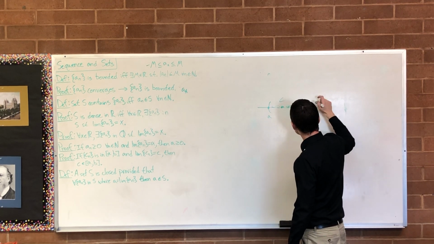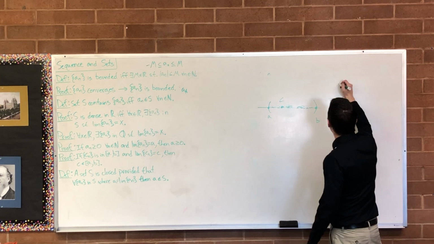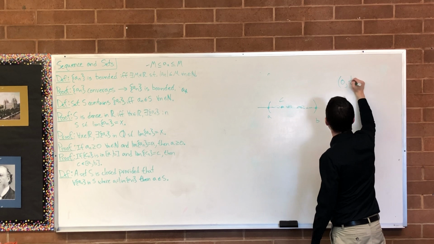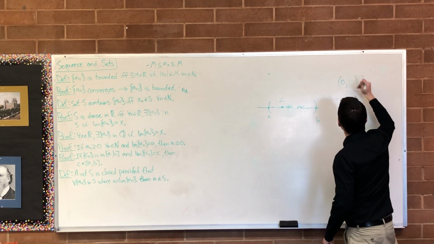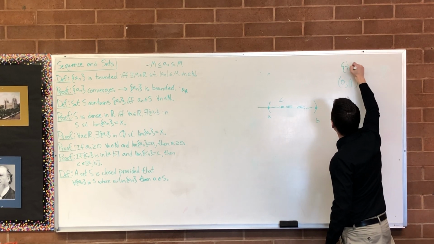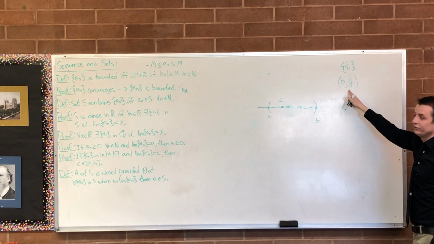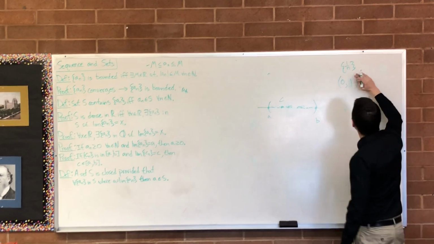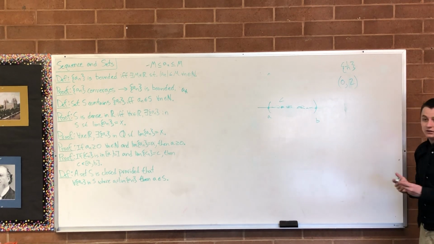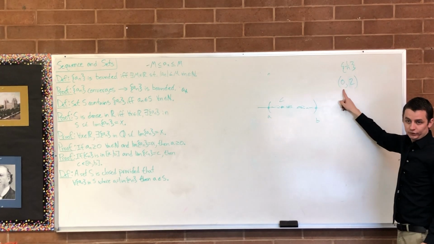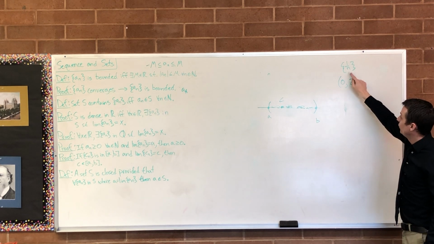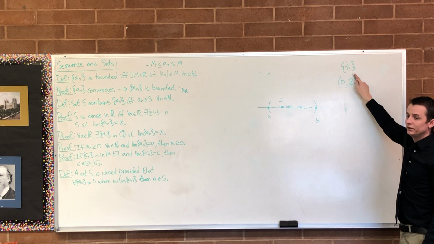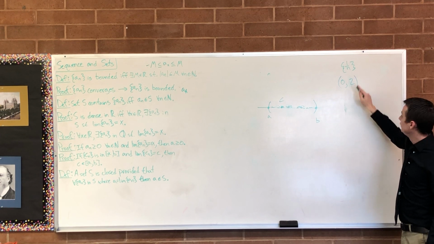Look at this interval, 0 to 2, and look at the sequence in there, 1 over n. Notice every term in this sequence is in the interval 0 to 2. This is 1, 1/2, 1/3, 1/4, 1/5, 1/6, 1/7, 1/8, 1/9, 1/10, getting smaller and smaller and smaller.